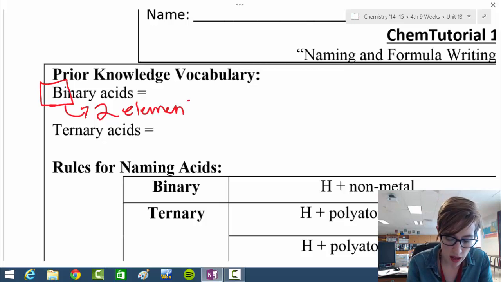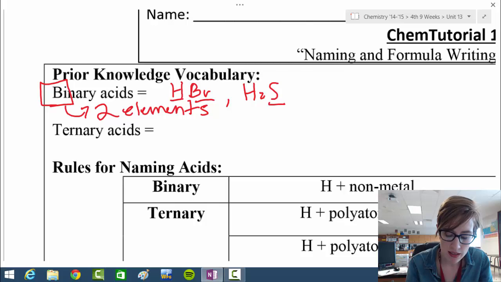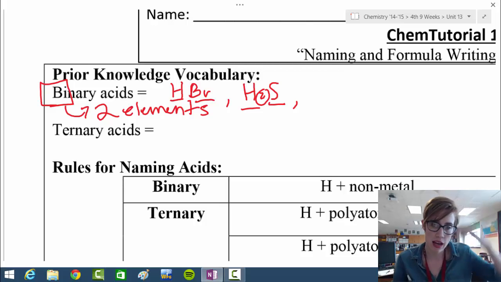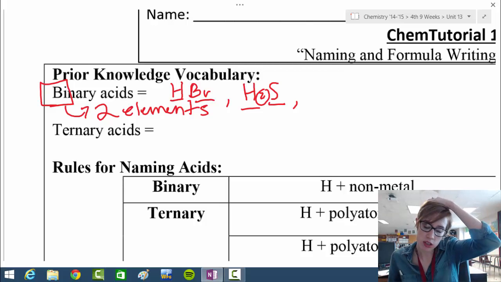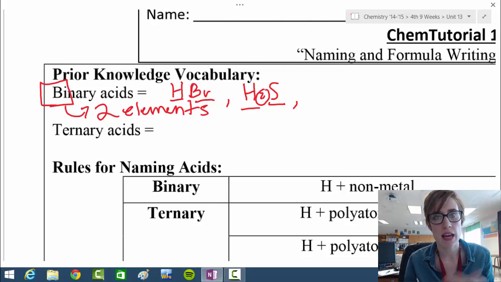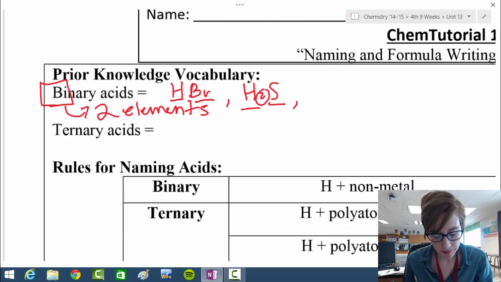For example, here are some examples of binary acids. HBr, it has Br and it has H. Another example would be H2S. Again, it has S and it has H, so it only has 2 elements. This little number here does not matter. That doesn't count as 3 elements total, because just because we have 2 H's, we still have 1 element H and then 1 element S.